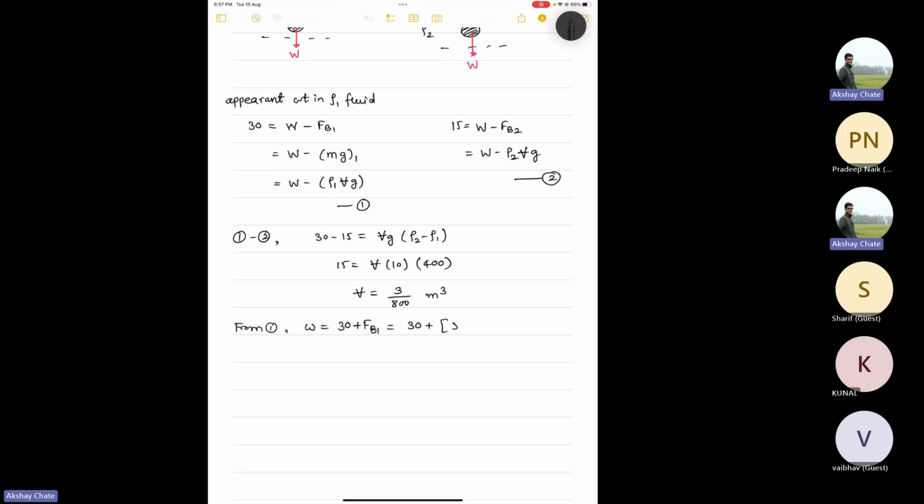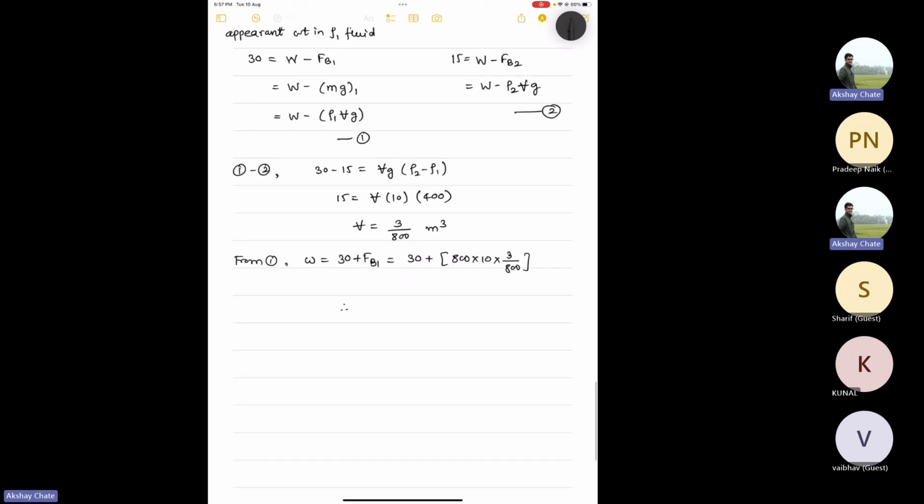so 800 into G is 10 and your volume is 3 by 800. So it is 30 plus 30, 60. I don't know why I was subtracting it. So anyway, that was a very naive mistake. So this is a pretty frequently asked question from this fully submerged case.